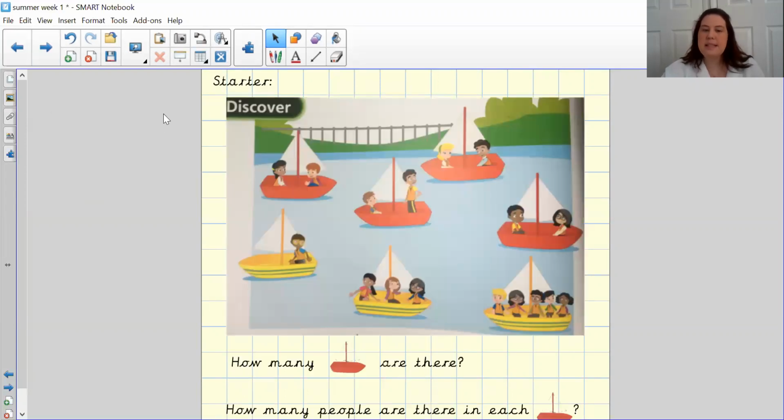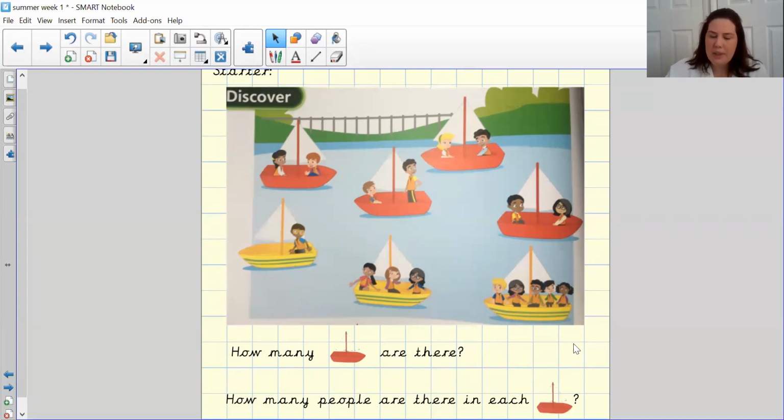So, as I said, today we are focusing on equal and unequal groups. To begin, I want you to have a look at this picture. As you can see in the picture, there are red boats and yellow boats. The first question I would like you to think about is, how many red boats are there? And then I would like you to think next about how many people are in each red boat.